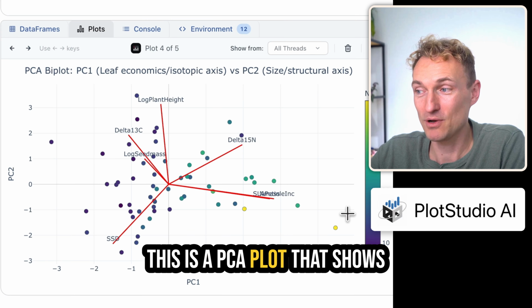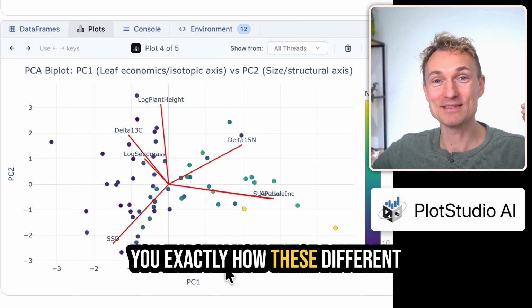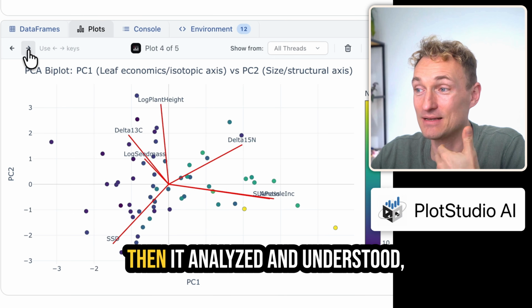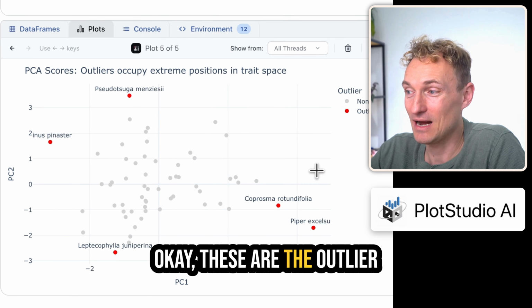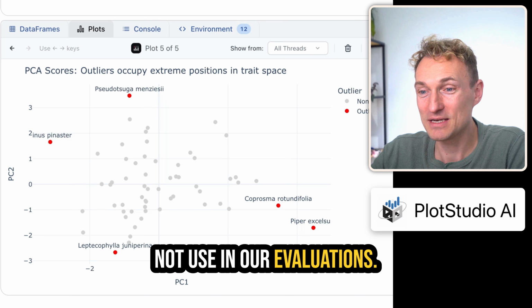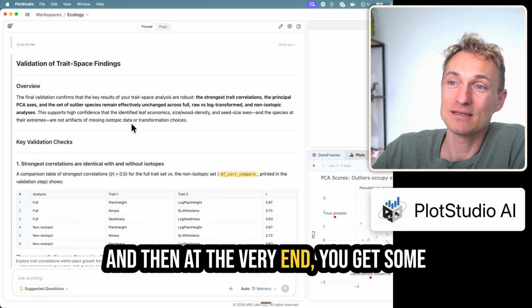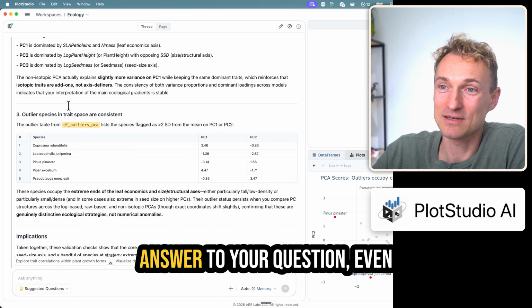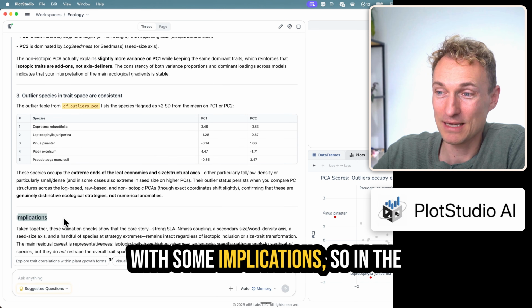This is a PCA plot that shows you exactly how these different plant species relate to one another based on their traits. Then it analyzed and understood, okay, these are the outlier plants that we should maybe not use in our evaluations. And then at the very end, you get some sort of overview and an integrated answer to your question, even with some implications.